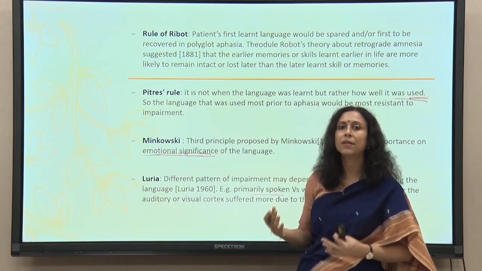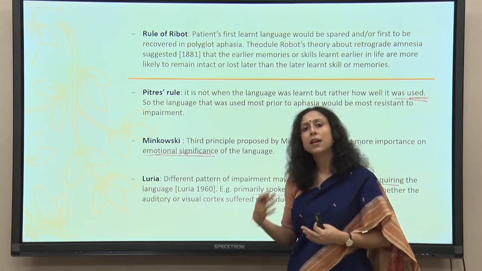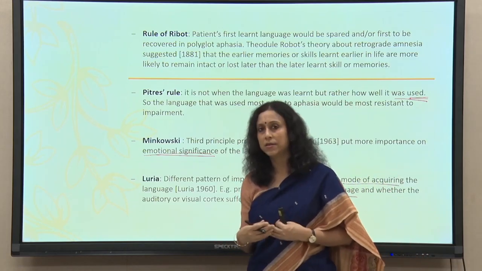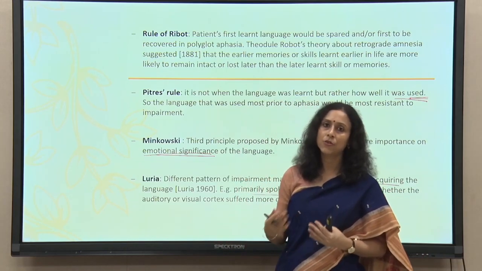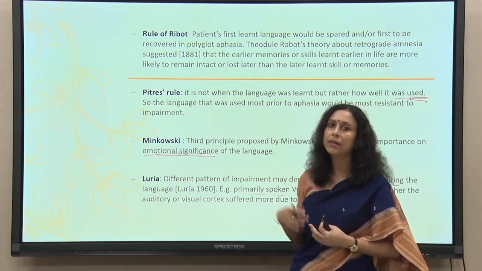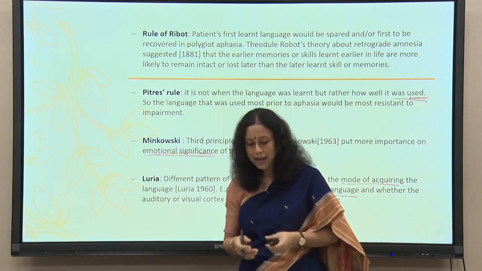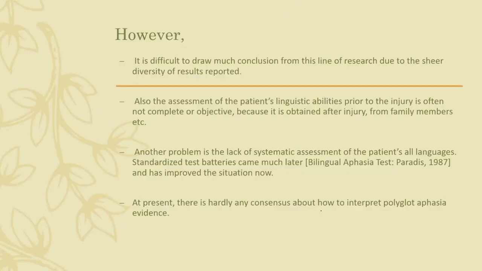So, as a result, if the visual cortex gets affected, that language will be affected. Whichever language is dependent on whichever mode of acquisition will show a pattern of impairment in that way, depending on the brain area which was utilized for acquiring that language. These are the four standpoints which try to explain the differential pattern of bilingual aphasia and the way it affects bilinguals' two different languages.